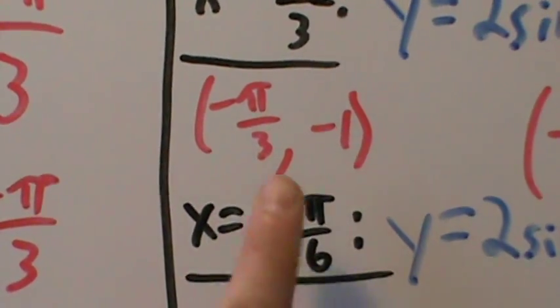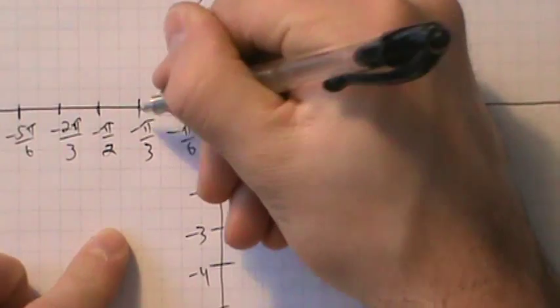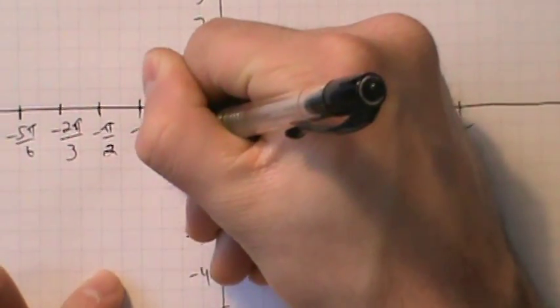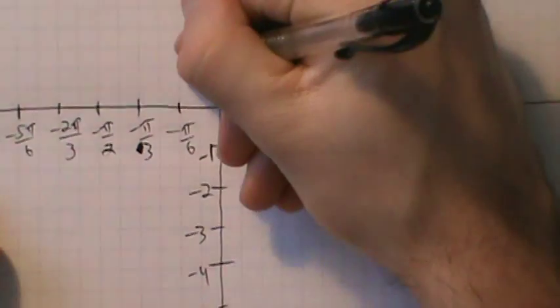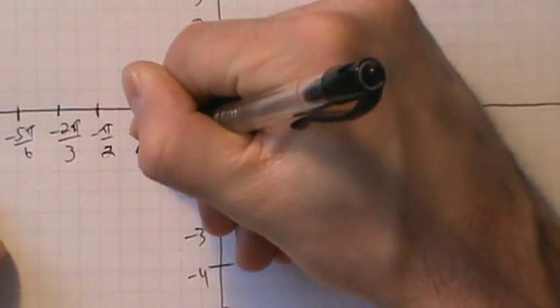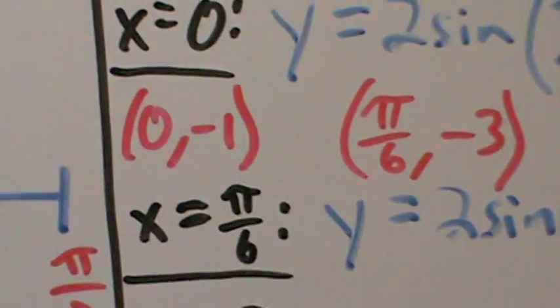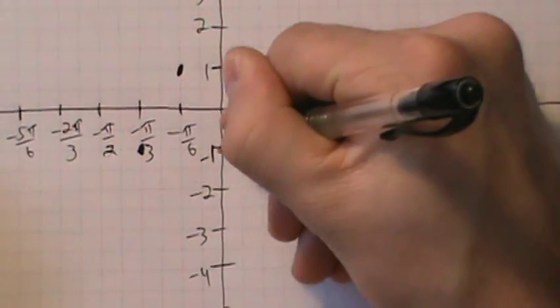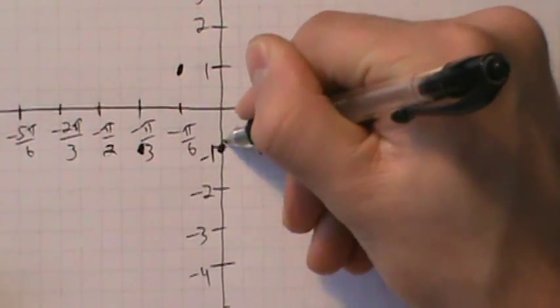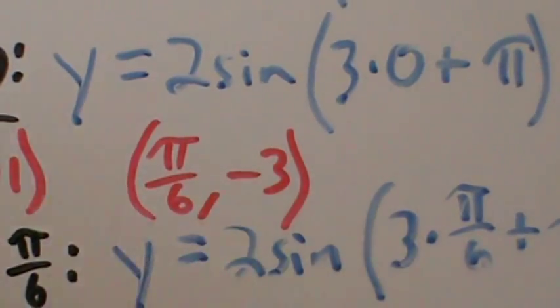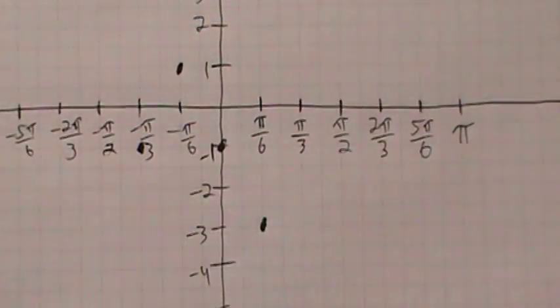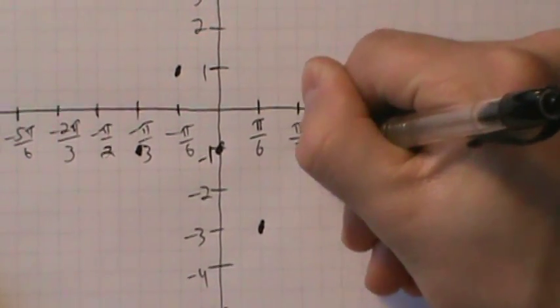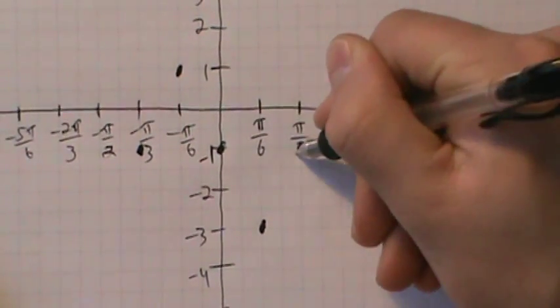Negative pi over 3, comma, negative 1. So here's negative pi over 3, comma, negative 1. Okay. Negative pi over 6 comma positive 1. Okay, so again, if you use a different scale, your graph will probably look quite a bit different. 0 comma negative 1, that's next. It's right here. What's next? Pi over 6 comma negative 3. That's way down here. Then pi over 3 comma negative 1, that's right about here.